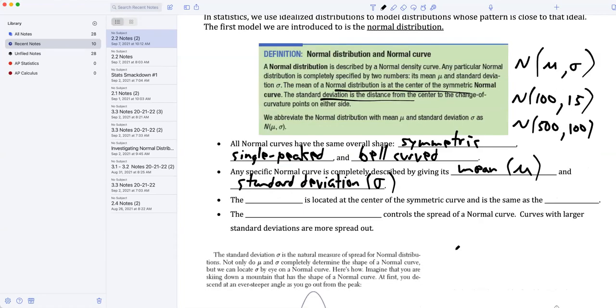Okay. So the mean is the center of the curve, and it is the same as the median. Why are they the same? Because specifically the normal distribution is symmetric, therefore the mean and the median will be the same. And the standard deviation controls the spread. Larger standard deviations are more spread out.